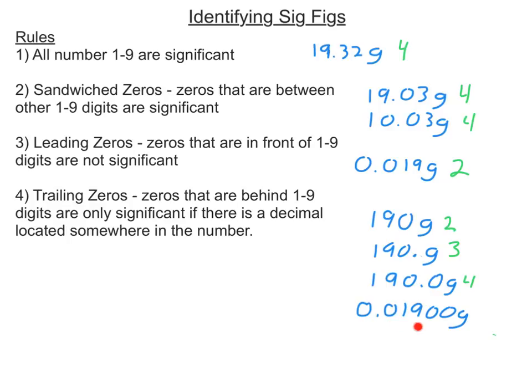I got 1, 2, and there are trailing zeros. They're at the end of the number. Check for a decimal. Doesn't matter where it's at. There is a decimal in this number, so there must be 1, 2, 3, 4 significant figures here, meaning that those zeros back there, they're not holding a place. I'm trying to indicate that my measurement tool actually could have measured down to it.